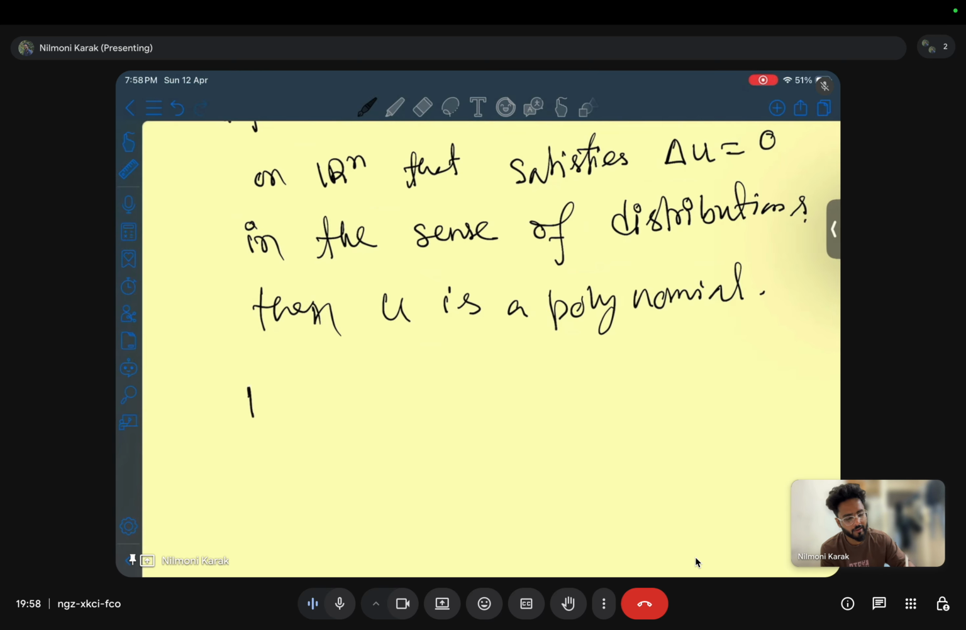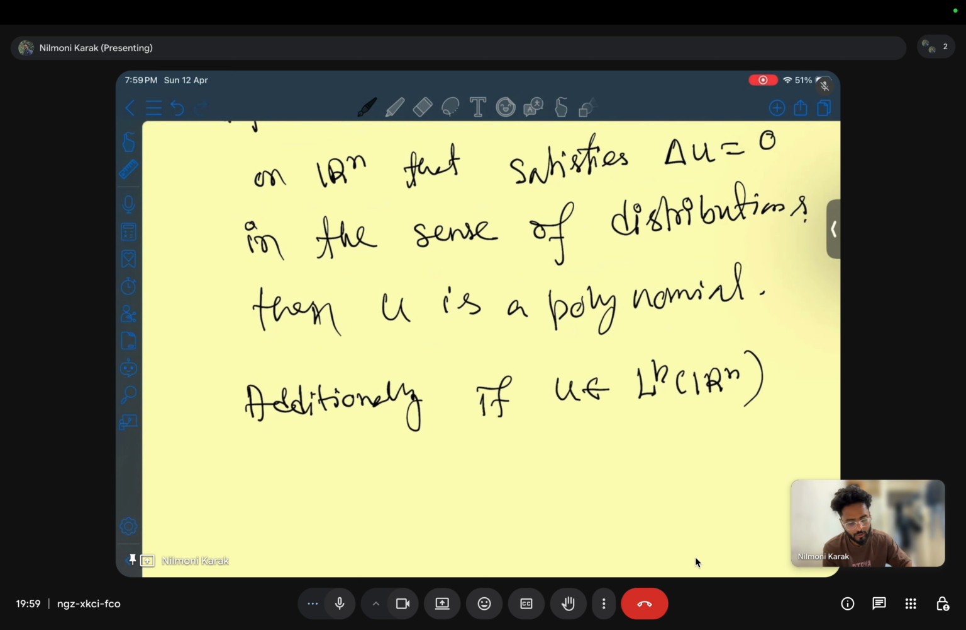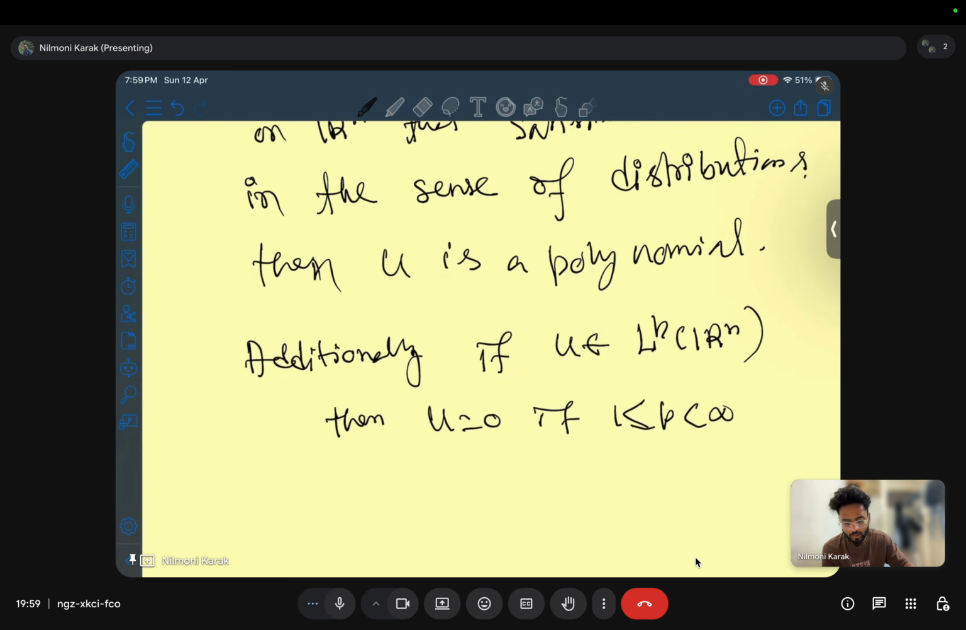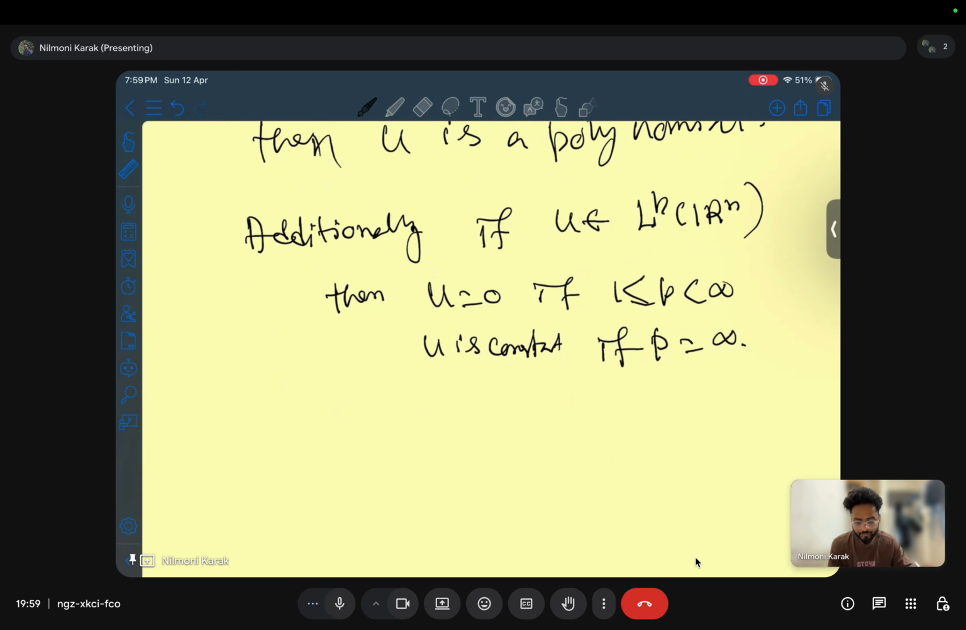And additionally, if u belongs to L^p(R^n), then u equals 0 if p is less than infinity. u is constant if p equals infinity. Okay.